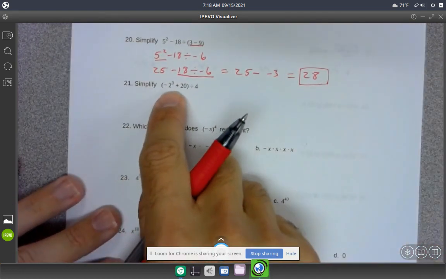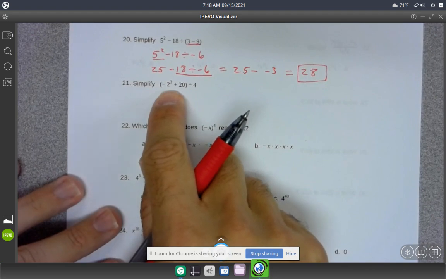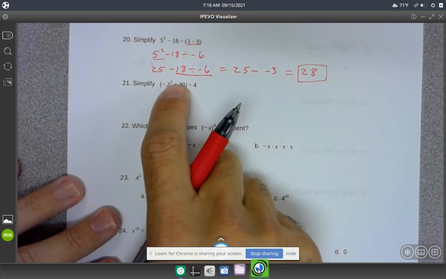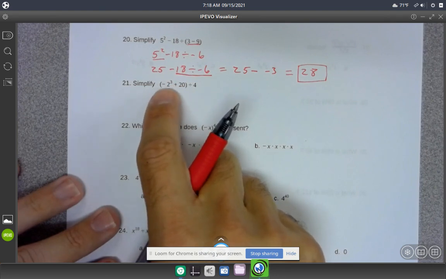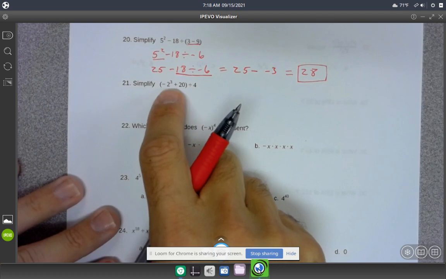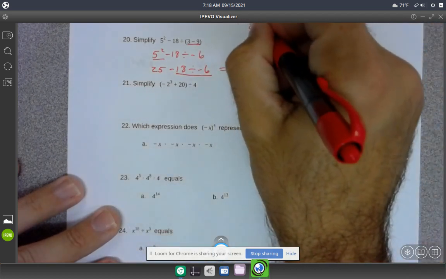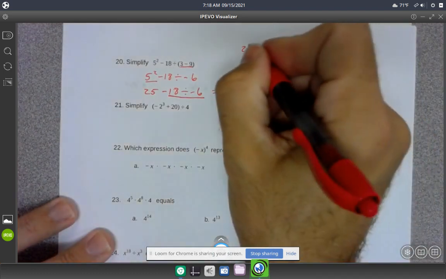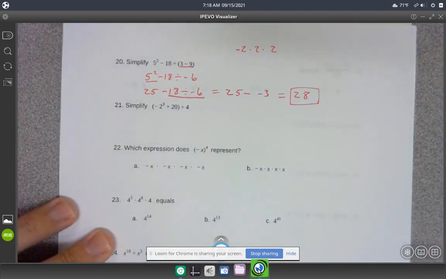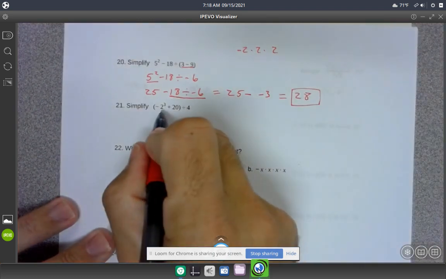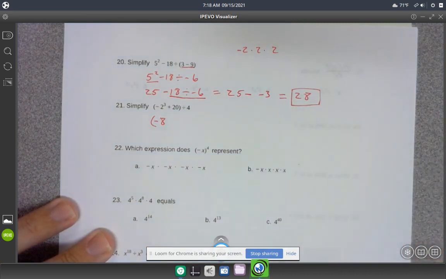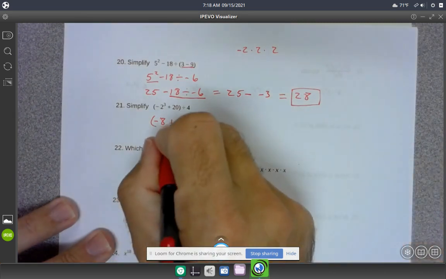Number 21, negative 2 to the third power. So the way that this one's written, the exponent 3 only applies to the 2. It doesn't apply to that negative there. So what I'm doing is I've got to do 2 times 2 times 2. And then I need to apply one negative symbol. So 2 times 2 times 2 is 8.